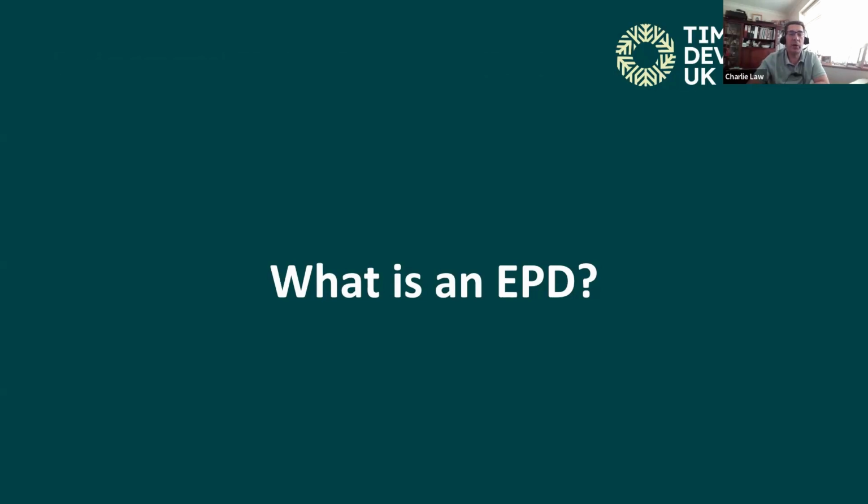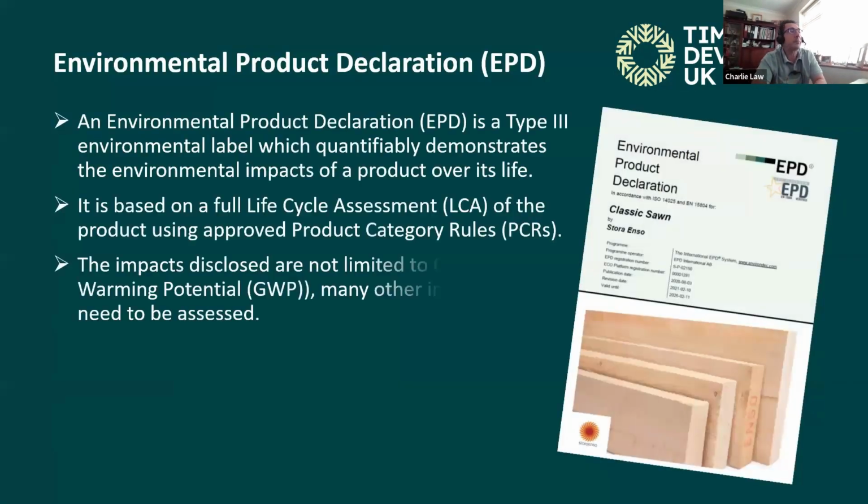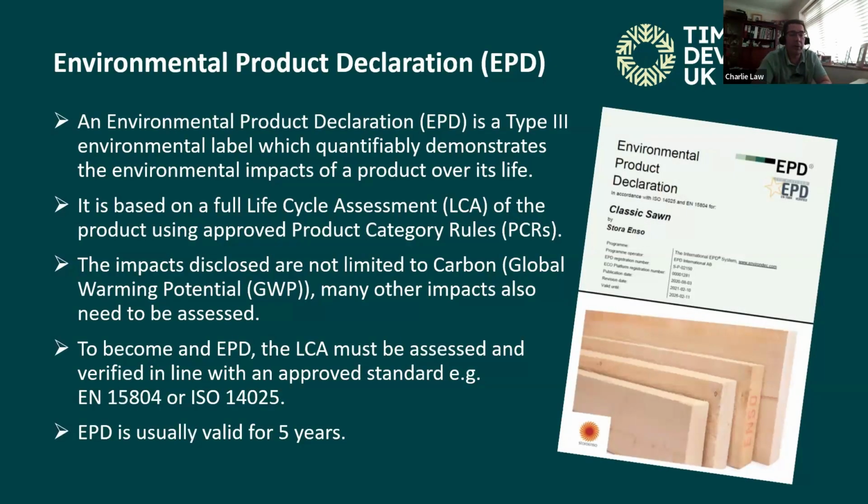So, firstly, what is an EPD? An environmental declaration is what they call a Type 3 environmental label, which quantifiably demonstrates the environmental impacts of a product over its life. It's based on a full life cycle assessment of the product, and it generally uses what we call approved product category rules for the different types of product.